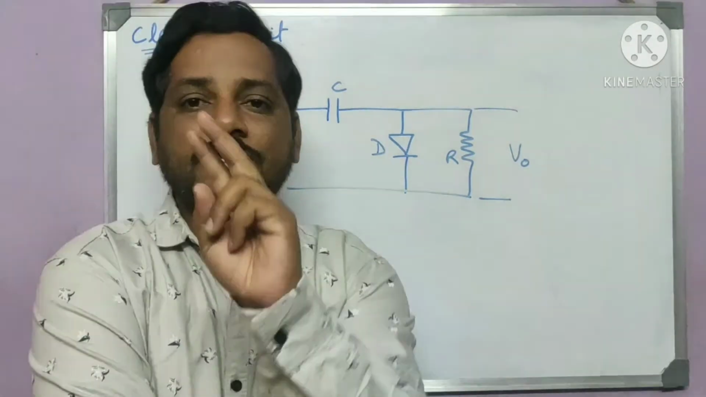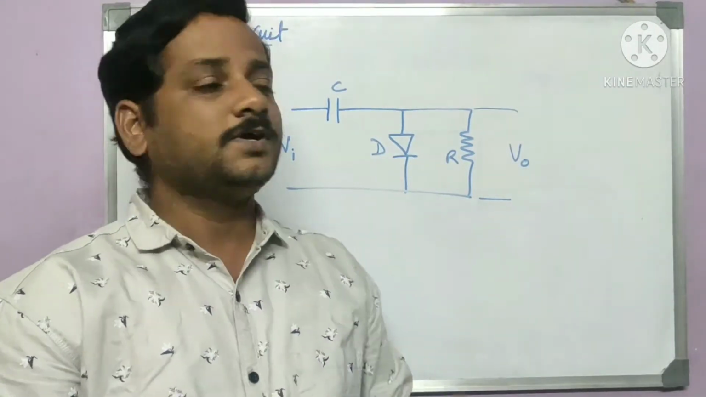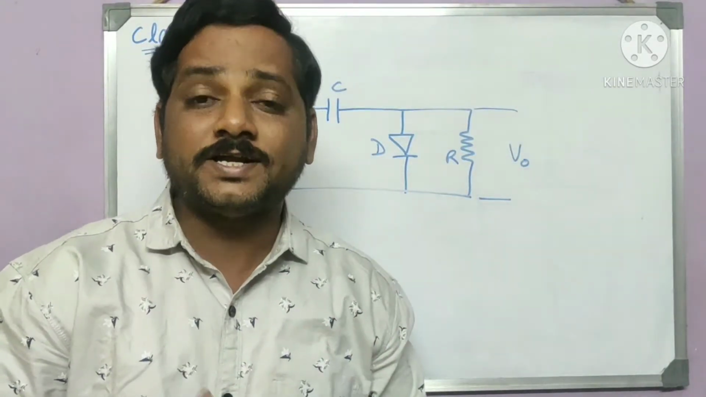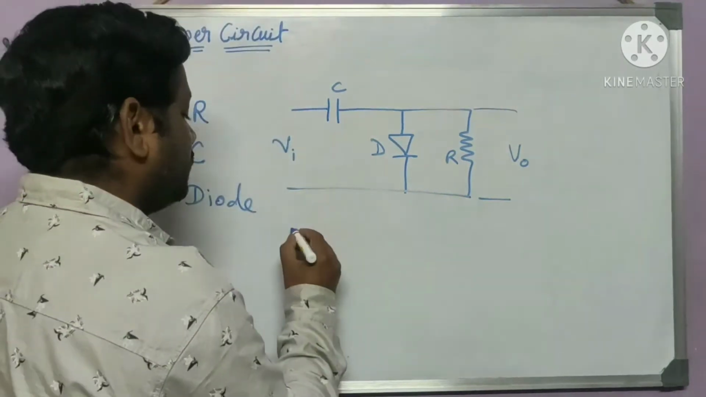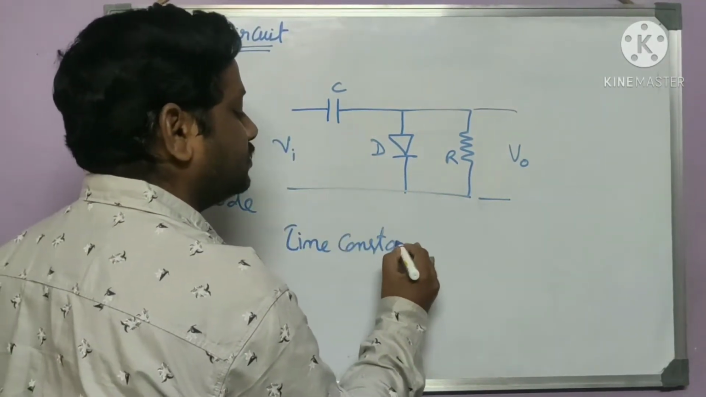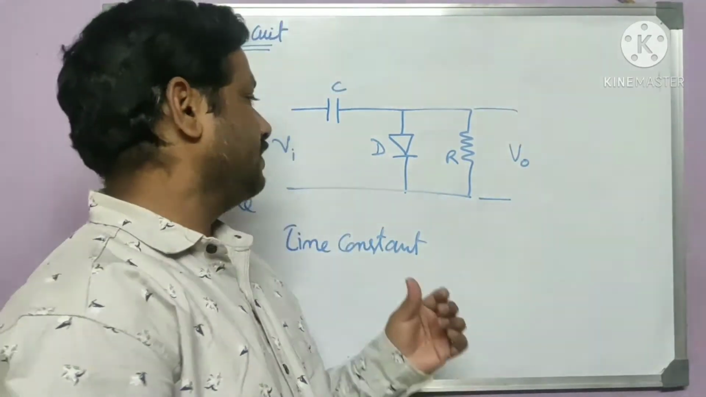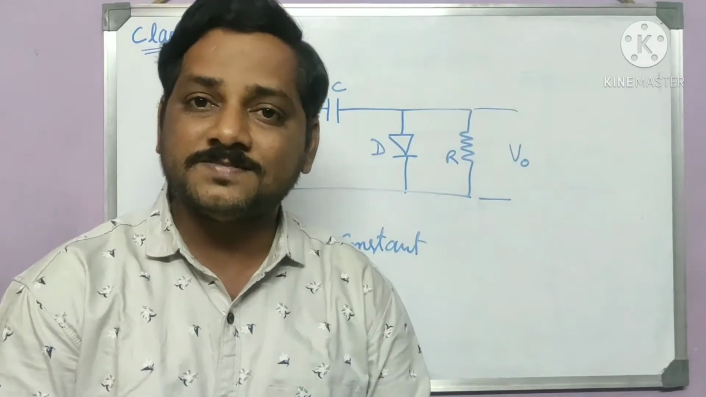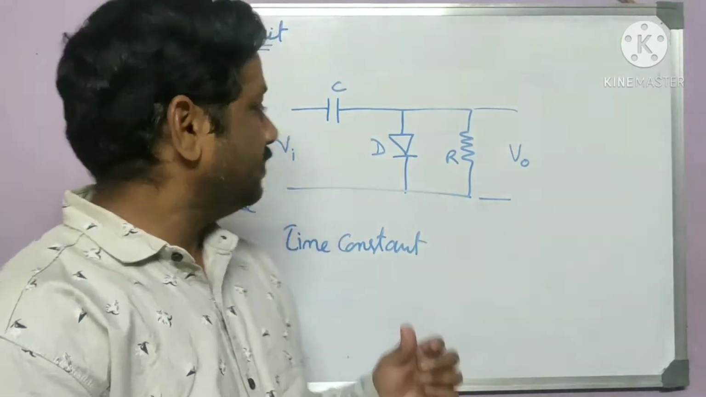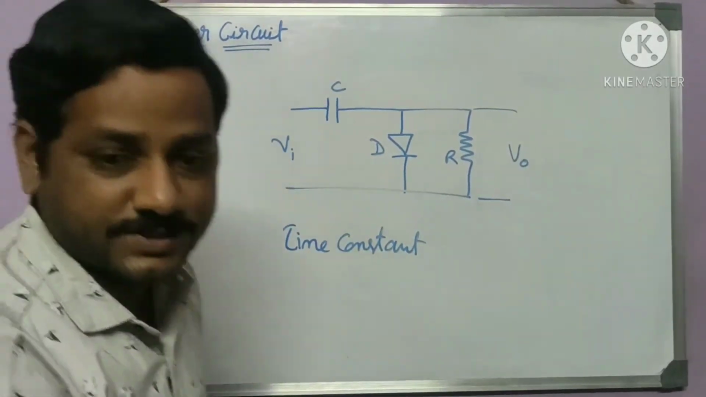And here you need to make two considerations. I will consider it as an ideal diode. And the values of R and C are so selected such that the time constant is very large. To have a large time constant, you should have very large values of R and C. Now if I give some input signal, let's see how it's going to operate.